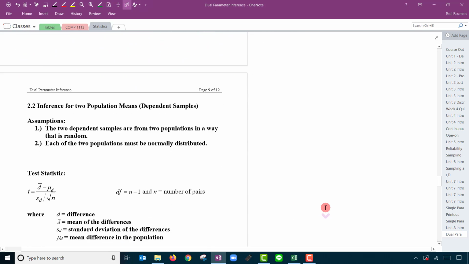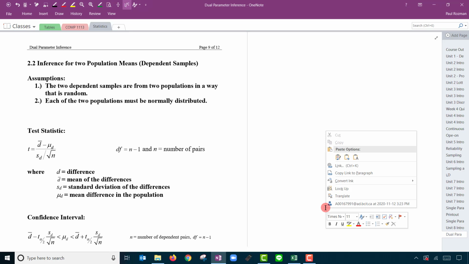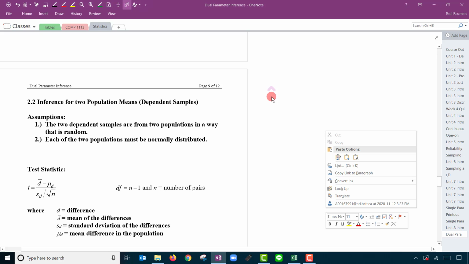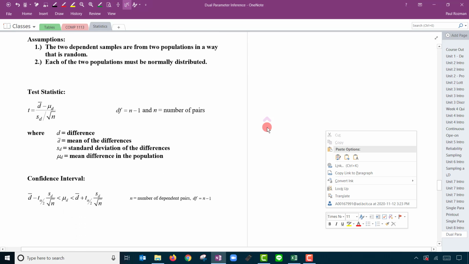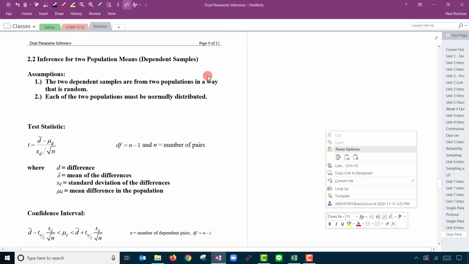We can move on. We have one more hypothesis test type for comparing two means. It's comparing means when we have dependent samples.